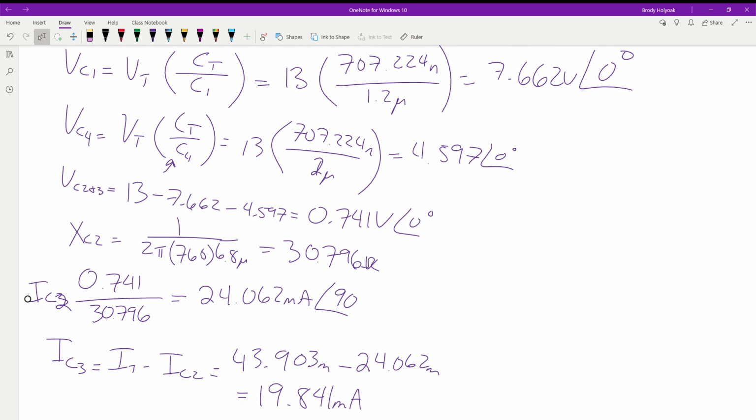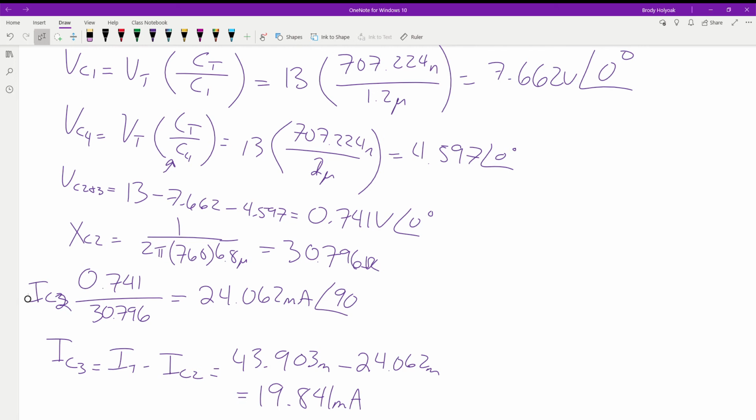Okay? So our total voltage is going to look like this. So this is V total, or V gen. V gen is the voltage of your generator. That's what I said.